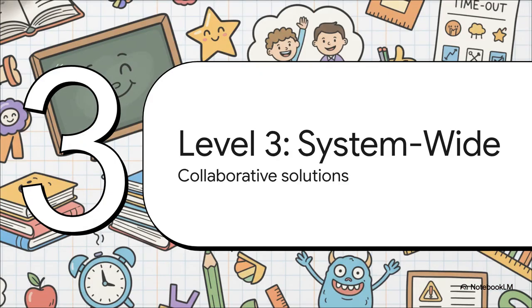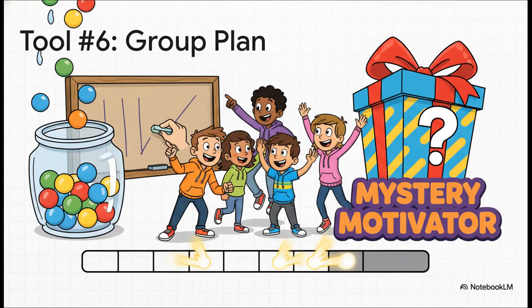All right, now for our final level. This is where we bring out the heavy-duty tools. These aren't just about what one teacher does in their classroom. These are about creating bigger, collaborative plans for the most challenging behaviors. First up in level 3 is the group contingency. Basically, the whole class is a team. Everyone wins together or no one does.